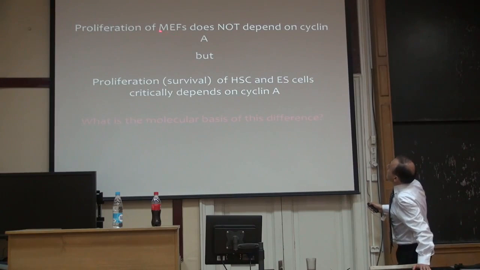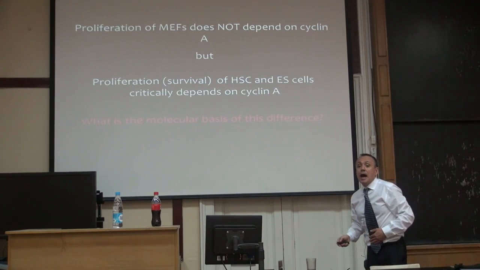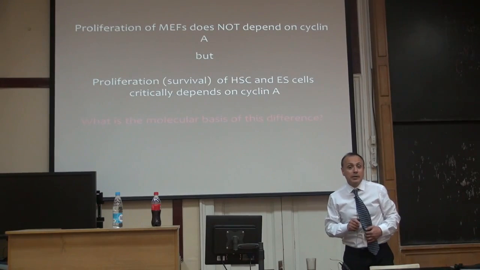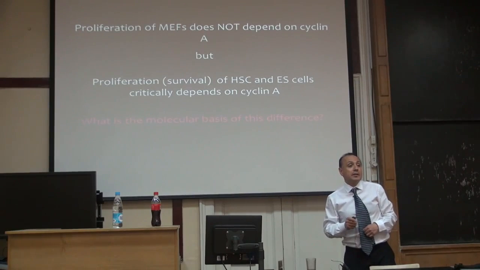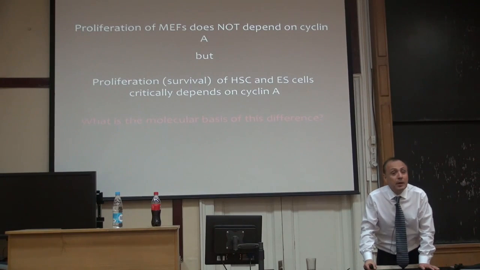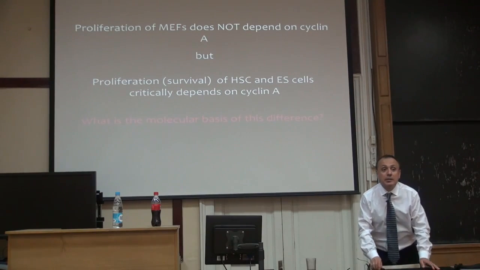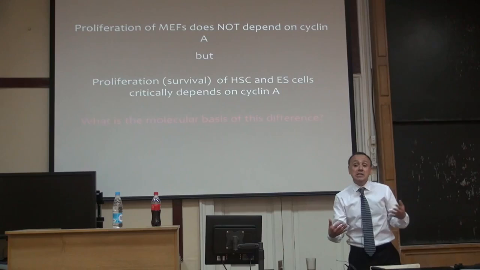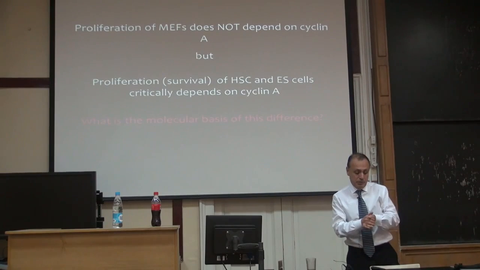And therefore we concluded that proliferation of fibroblasts does not depend on cyclin A, but proliferation of hematopoietic stem cells and embryonic cells critically depends on cyclin A. I will stop here without going into molecular analysis. In our interpretation, when this work was published, we interpreted that the fibroblasts do not require cyclin A for proliferation because cyclin E is compensating for the function.